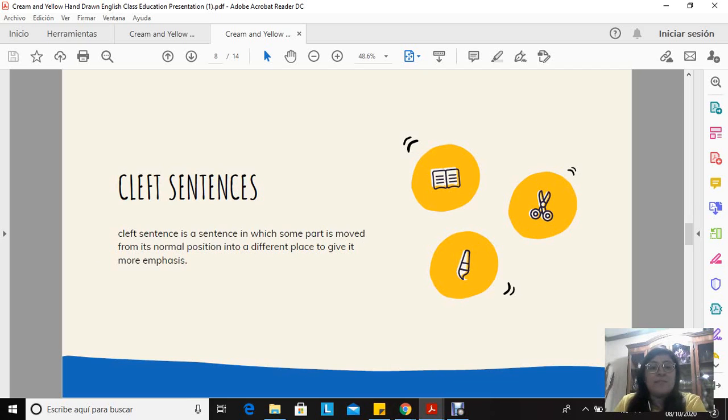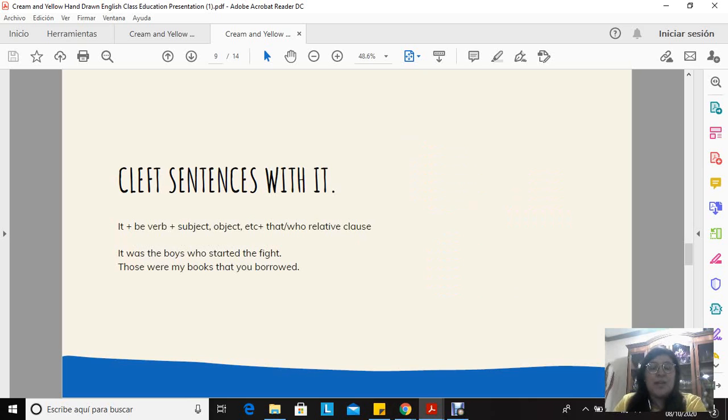Now, the cleft sentences are when a part is moved from its normal position into a different place to give it more emphasis. The first type of cleft sentences is using it: it plus be verb plus subject, object, etc. plus that or who relative clause.